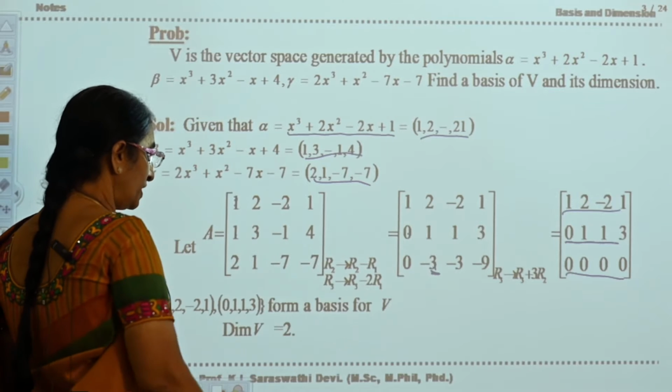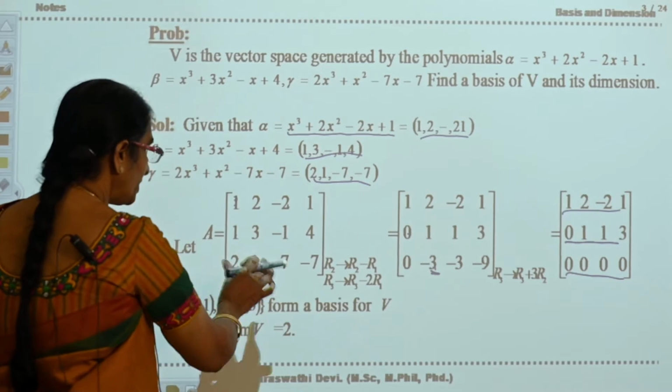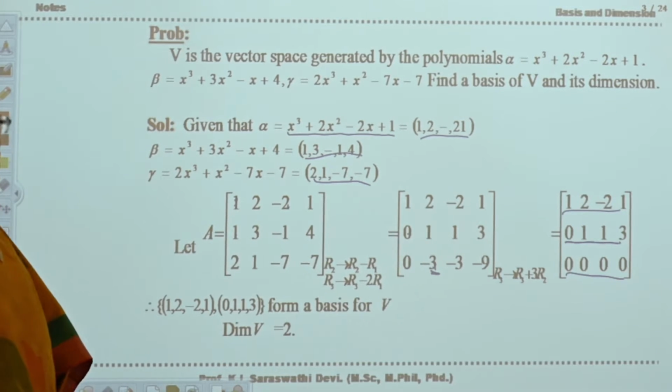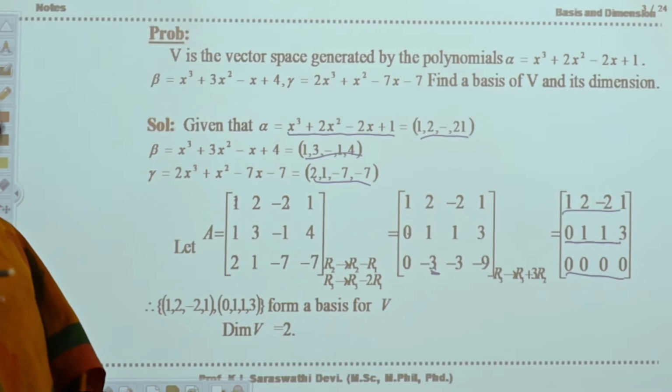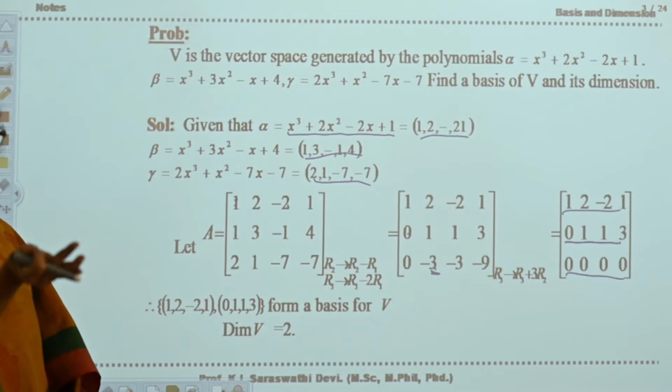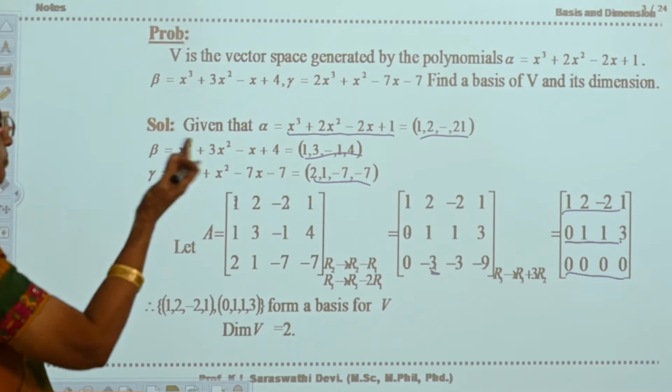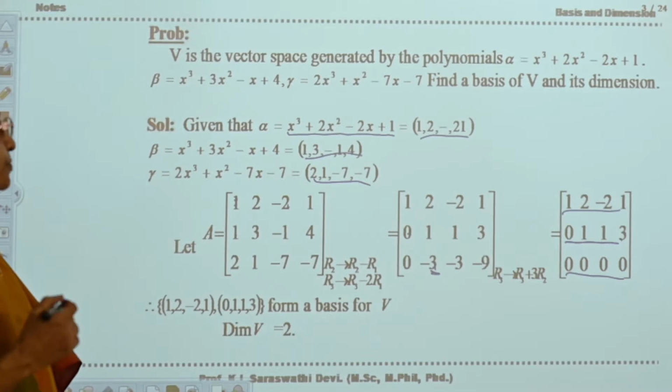Those two form a basis for V, and the number of elements in that basis set will be the dimension. Now is it clear how to find the basis and dimension for a given vector space which is generated by the given set? The given set is a set of polynomials.